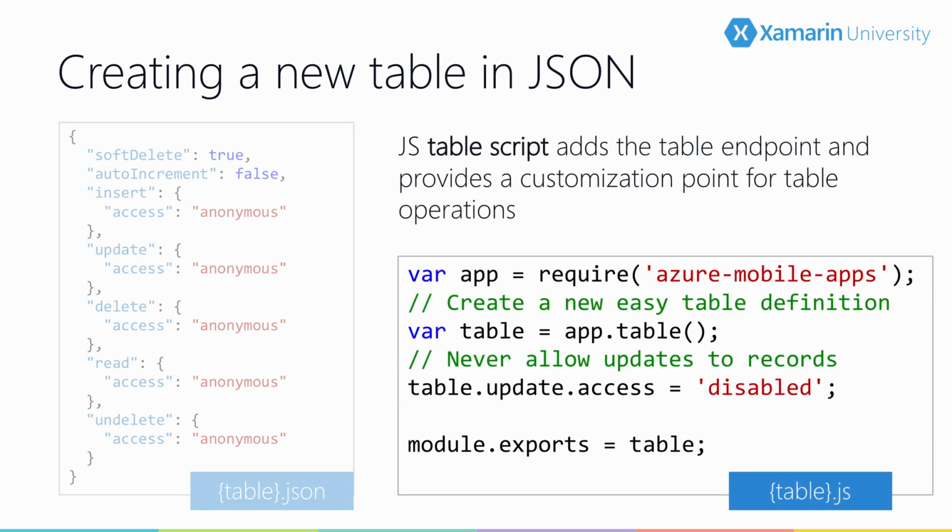The second file is actually the more important one. This is the table script, which is actually loaded by Azure. Sometimes this is called the table controller. It's essentially the endpoint logic for the database requests over the wire. This script is a customization point.